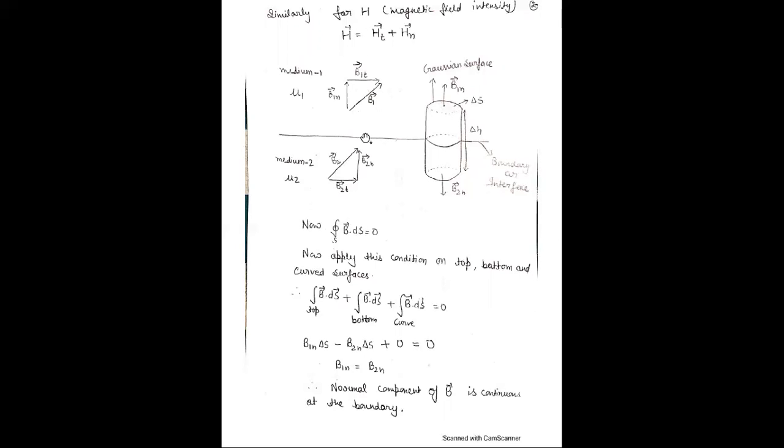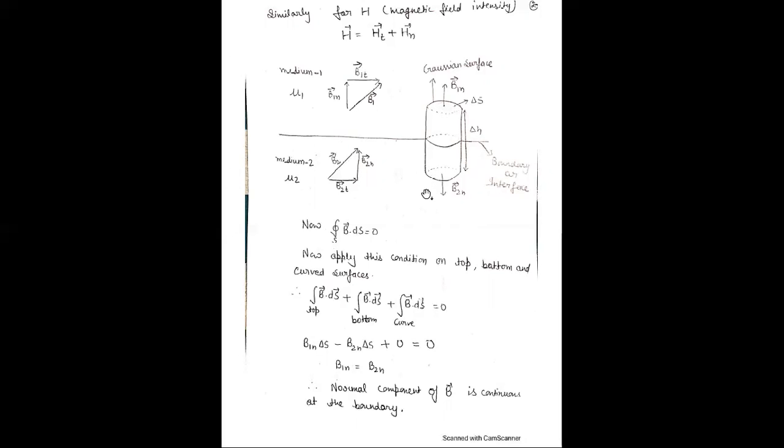Let us consider this is a boundary or an interface. Here we consider a Gaussian surface. And this is medium 1 whose magnetic permeability is mu1 and medium 2 whose magnetic permeability is mu2. In medium 1, this is the magnetic field B1, whose normal component is B1n and tangential component is B1t. Similarly, B2 in medium 2 whose tangential component is B2t and normal component is B2n.